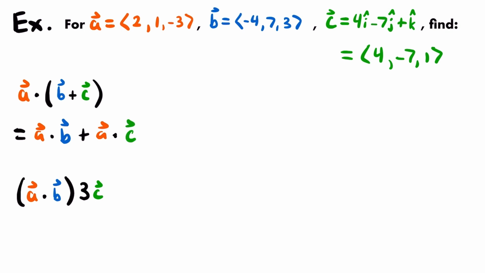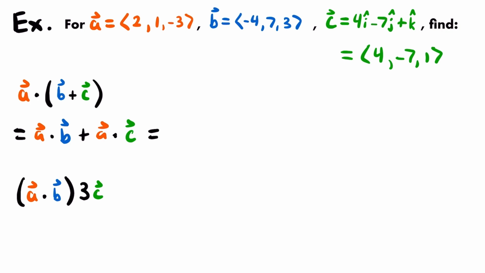You could certainly add vectors B and C first, and then perform the dot product between that resultant vector and vector A. But since we just went over the properties of the dot product, I think it would be a good idea for us to practice using them and calculate this way. All right, so let's perform the dot product between vectors A and B first.